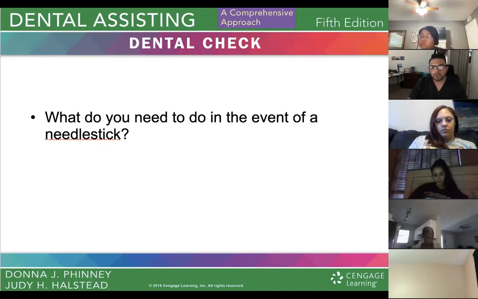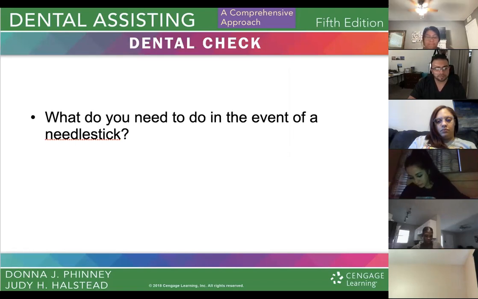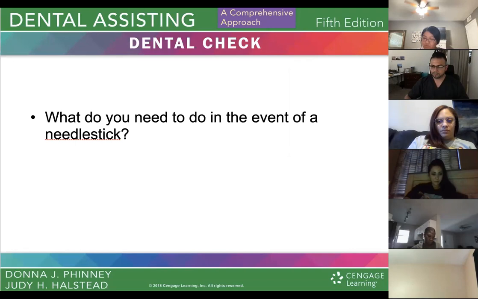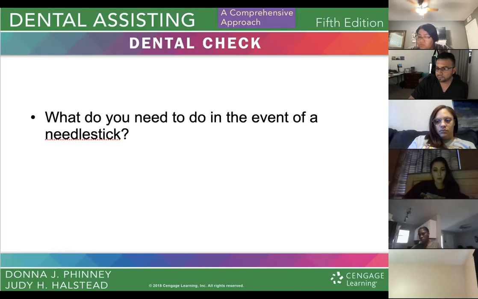Okay, so who can tell me what you need to do in the event of a needle stick? There are several steps. Who would like to share? Okay, so you push it out as best as you can, and then wash your hands really good, and then review the patient's chart to see if they have any bloodborne illnesses. And then something about OSHA.